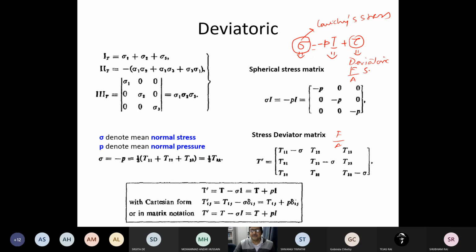Now deviatoric stress has 2 components. One is the normal component, which is what? Tau xx, tau yy, tau zz. So these are called the normal deviatoric stresses, and the ones sitting off the diagonal are called the tangential deviatoric stresses. Any question up to this point? Is it clear?